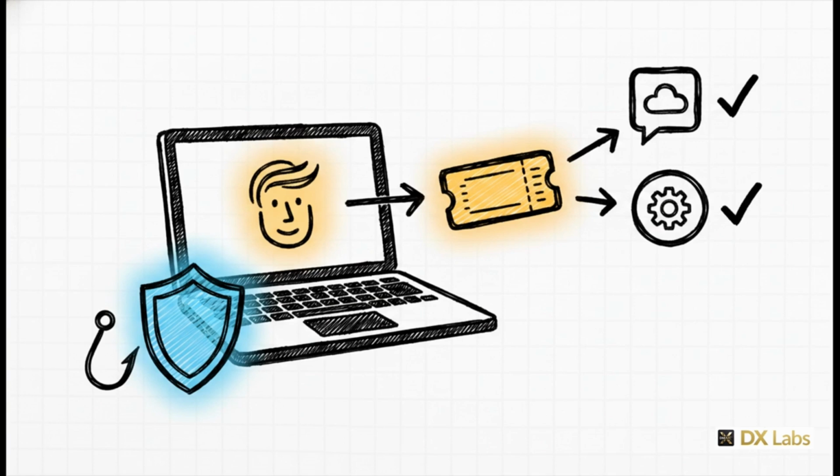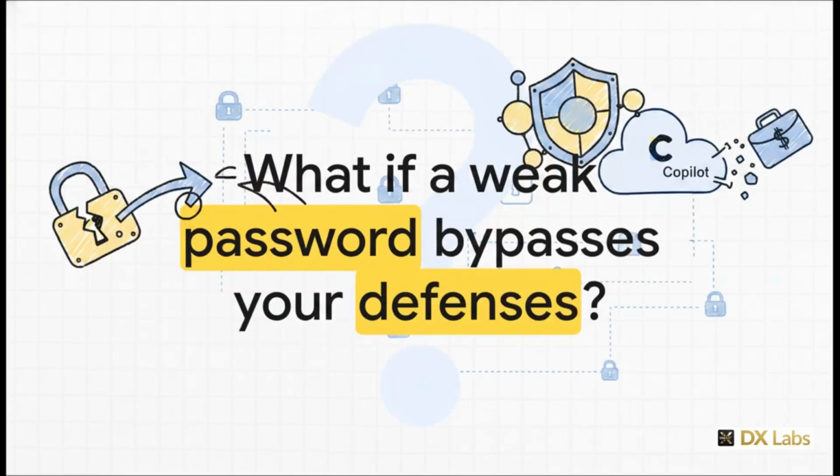The key benefit here isn't just convenience, though. Because users authenticate less frequently, they suffer way less password fatigue, which drastically reduces the risk of them falling for those tricky phishing attempts. So I'll leave you with this. What happens to your organization's sensitive data if just one weak password bypasses these identity defenses to access Copilot?